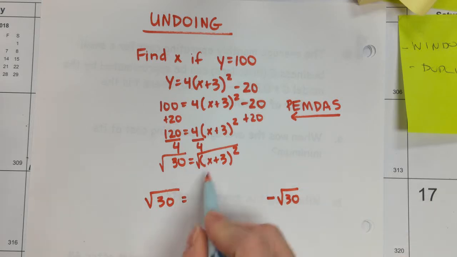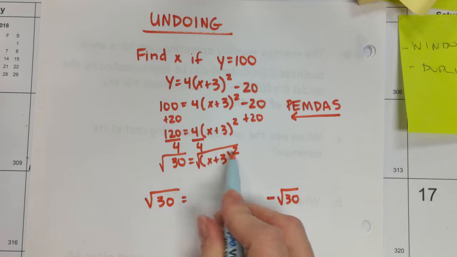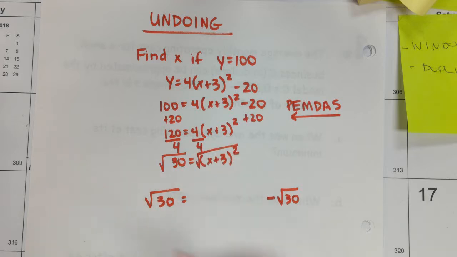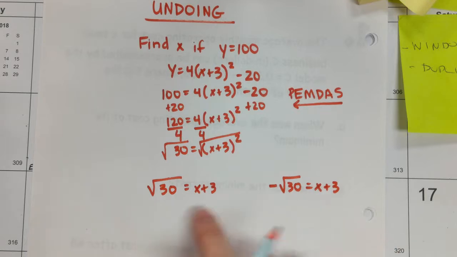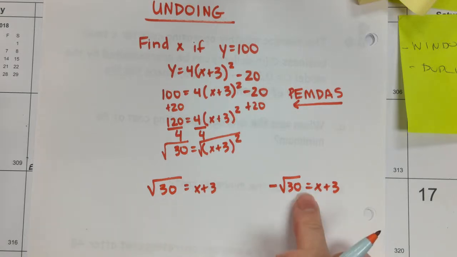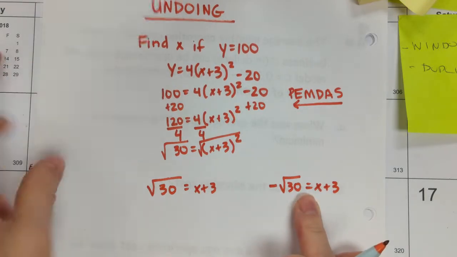Then you're going to bring down, once you did the square root, you got rid of the squared, and the parentheses all can now disappear. So you still have an x plus 3, and on this equation you also have an x plus 3. So this is where our two answers come in. If you forget to do this step, you will not be able to get your two answers. So don't forget that step.